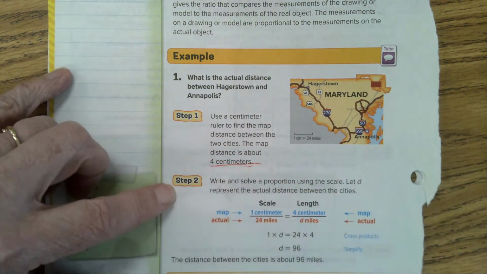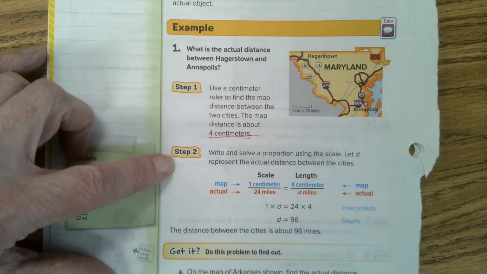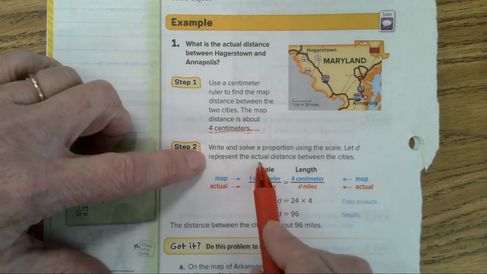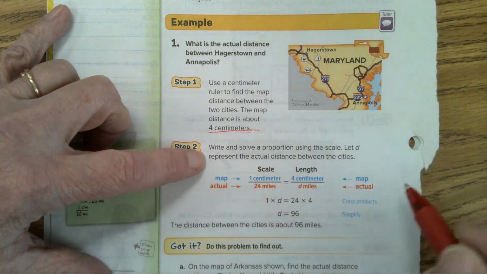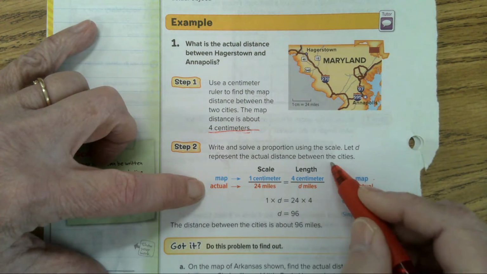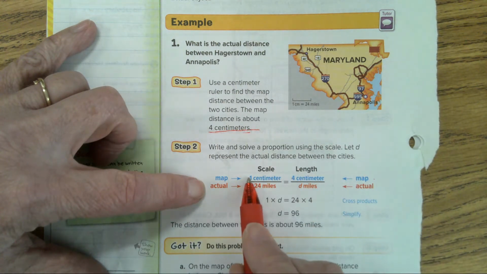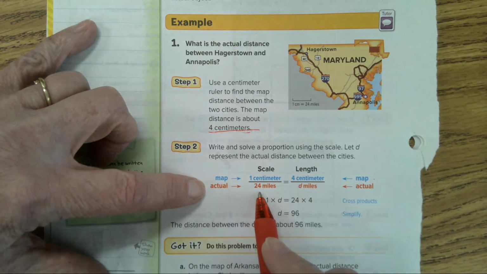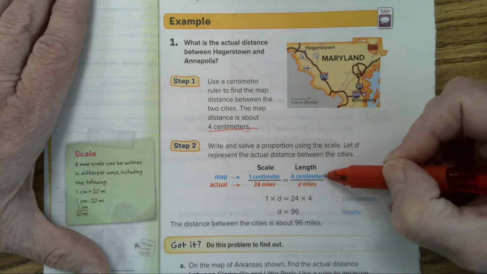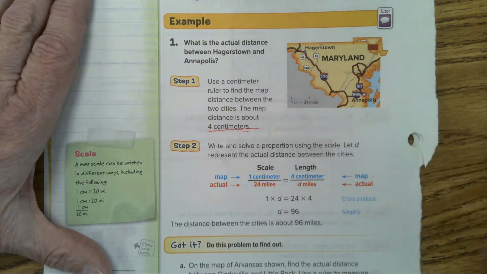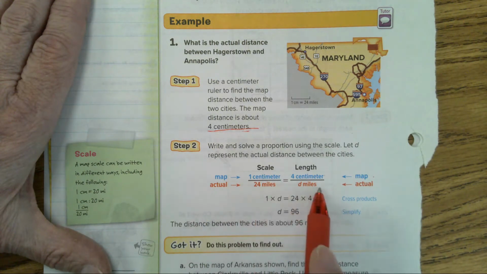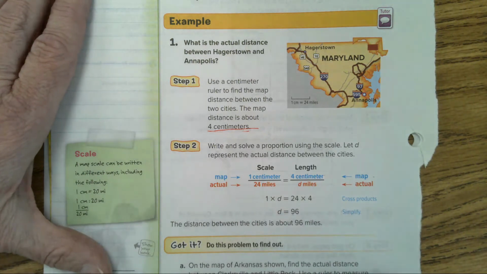So step 2, we set up our proportion. Write and solve a proportion using the scale. Let D represent the actual distance between the cities. Okay, now we have map and actual, scale and length. The scale says 1 centimeter equals 24 miles. That is your scale. So the length on the map is 4 centimeters. What is it going to be in miles? Now here, centimeters and centimeters for the map. Actual is miles and miles. See those labels?